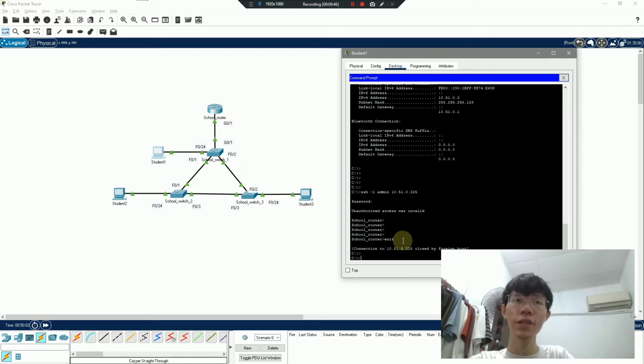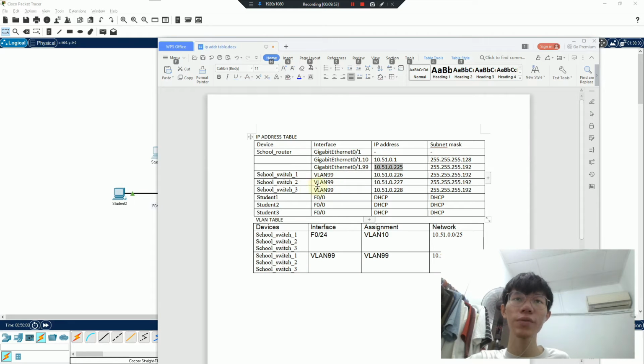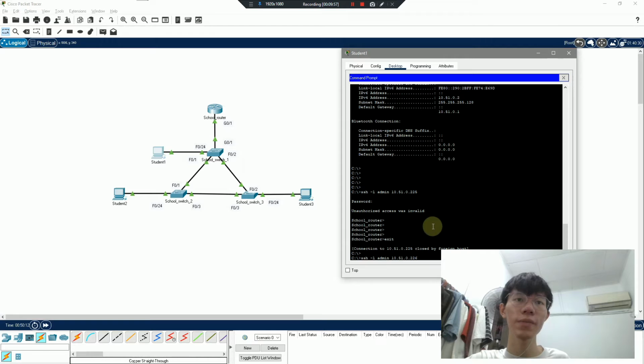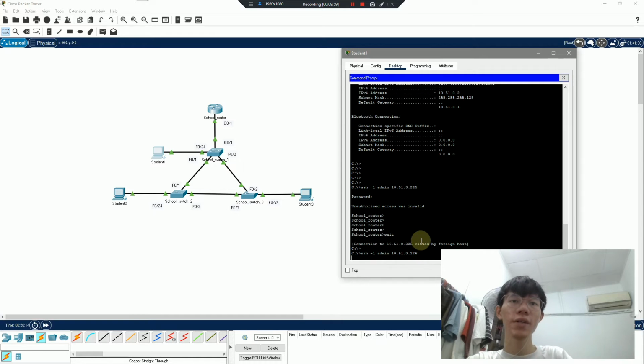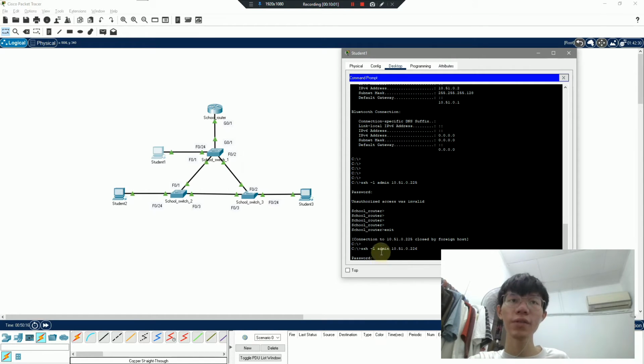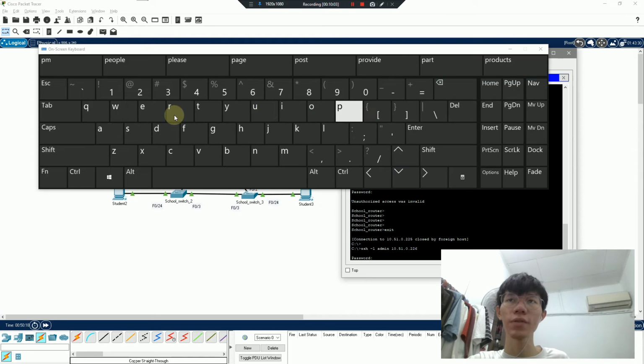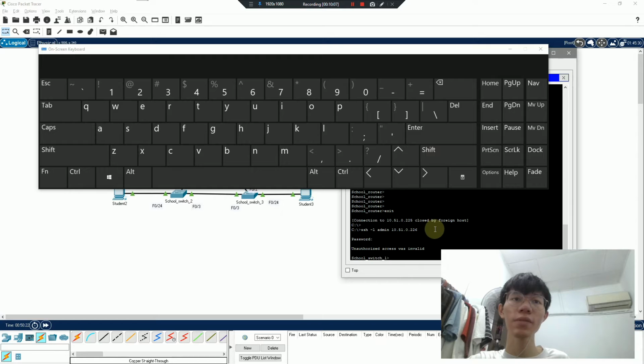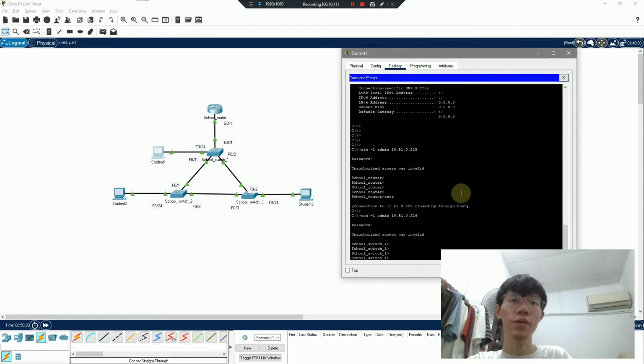Next we try to SSH to switch 1. The switch 1 IP address is 226, so we switch to 226 and enter. It requires the password, the same password, enter. The banner comes out, and we get into the console of switch 1.